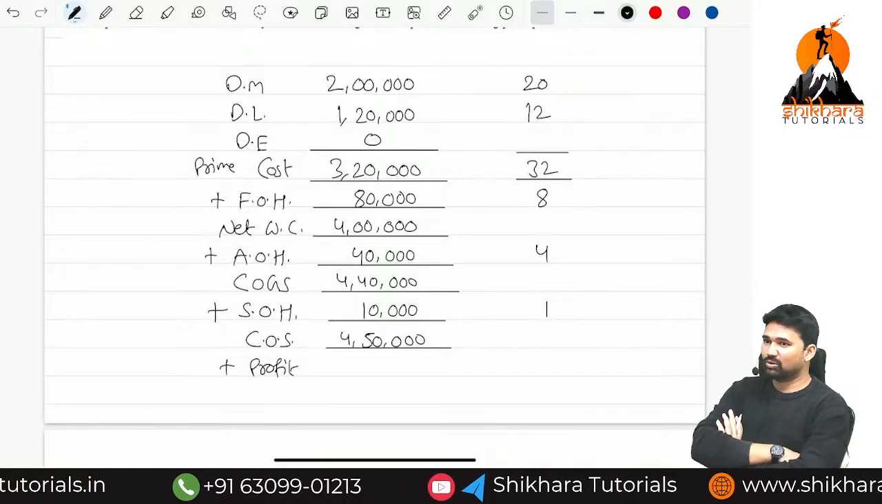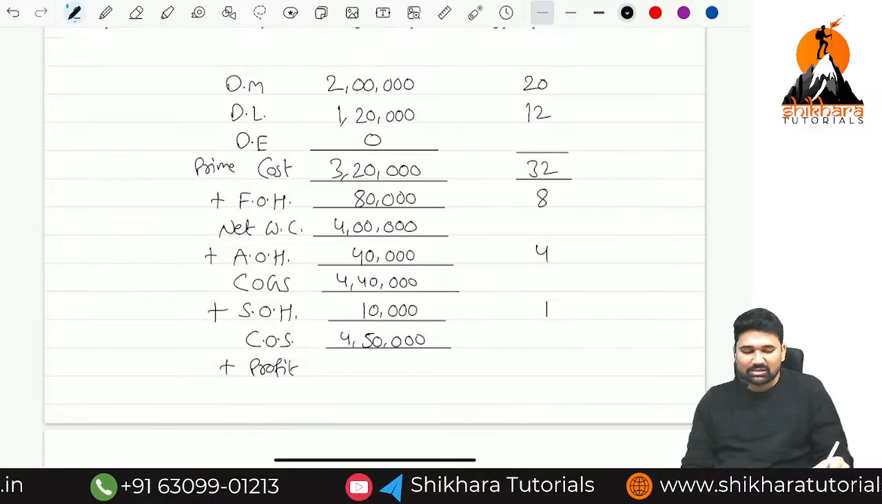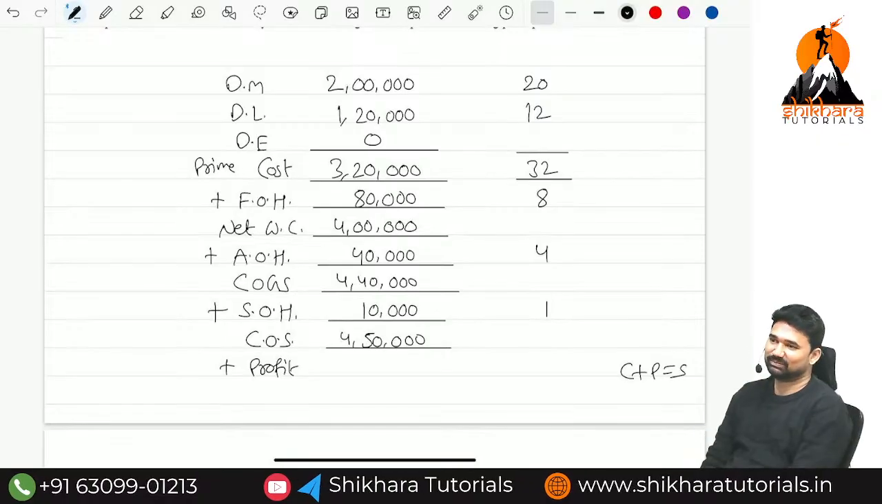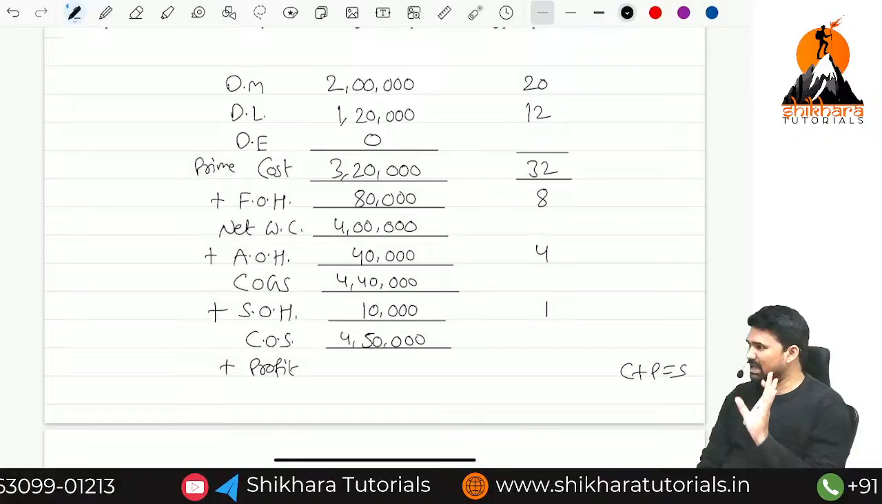I will give a clue. Actually, this is the homework problem. I will give a simple clue. You can solve that by the simple formula: cost plus profit is equal to sale. Solve it. If you are unable to solve it, I am going to solve it in the class only.